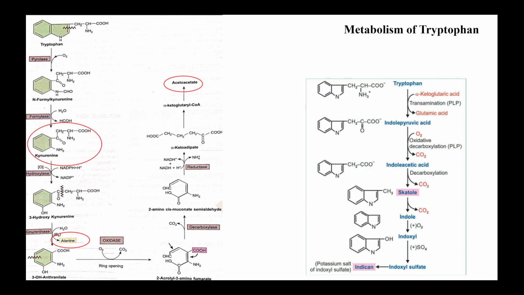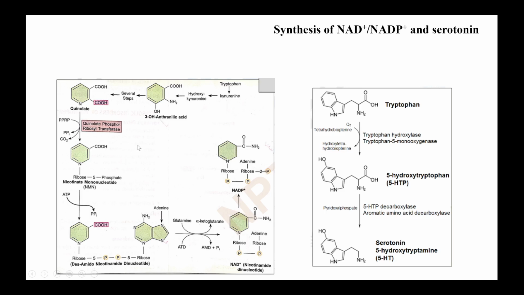Synthesis of indole from tryptophan, or synthesis of indican from tryptophan. Then comes the synthesis of niacin molecules. So NAD plus, NADP plus, you have seen these NADPH, NADP plus in various reactions from the first session onwards, right? From carbohydrate metabolism to fatty acid metabolism to protein metabolism. Everywhere you have seen different enzymes that are either NADP dependent or NAD dependent or NADH dependent.